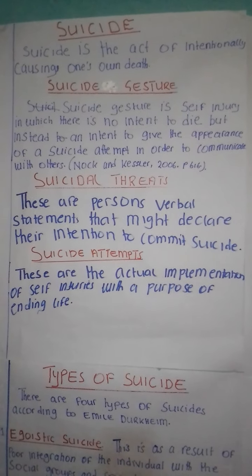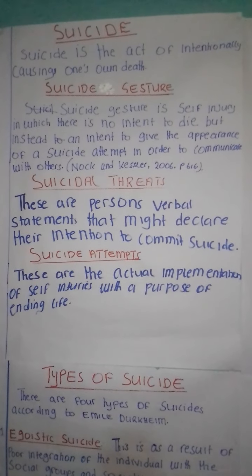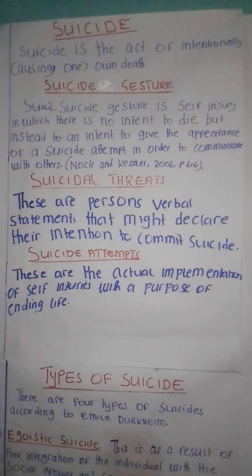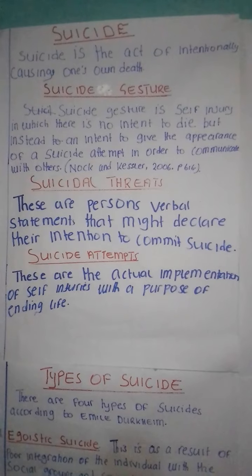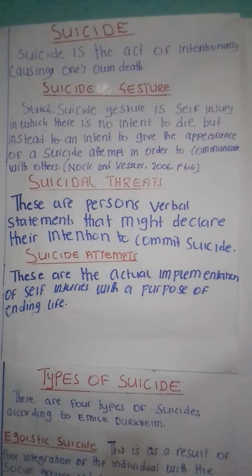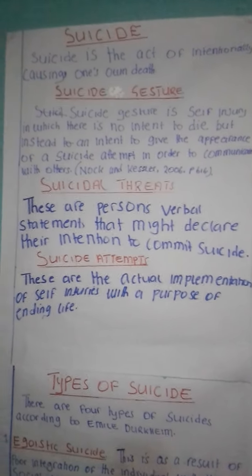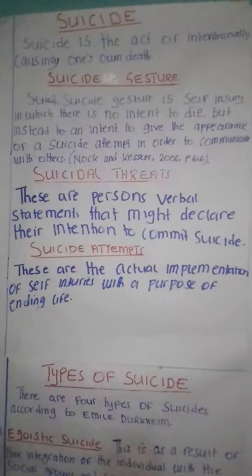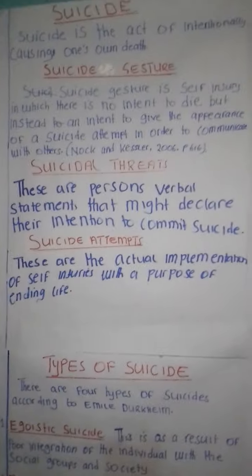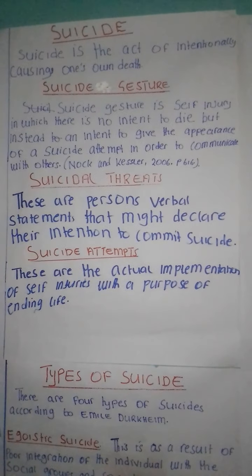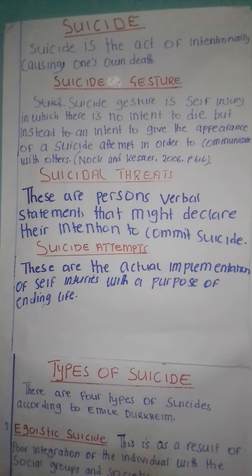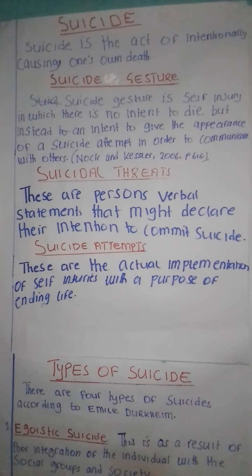Before we go to the types, let's define what suicide is. Suicide is the act of intentionally causing one's own death. We are saying someone killing himself or herself. There are a lot of causes of suicide, and people have different reasons to commit suicide.